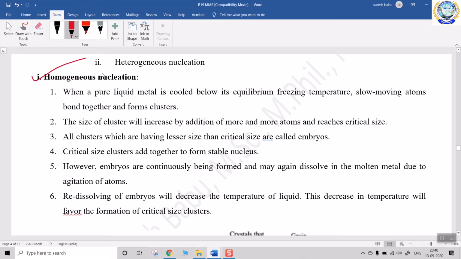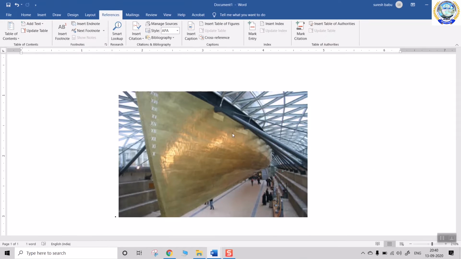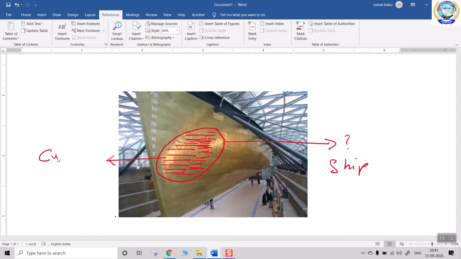Before starting the lecture, let me give a small introduction. Please see what it is. Yes, it is a ship. Suppose you take the outer surface of the bottom of this ship. The total material in the bottom surface of this ship is made with cupronickel, which is nothing but a combination of copper and nickel.